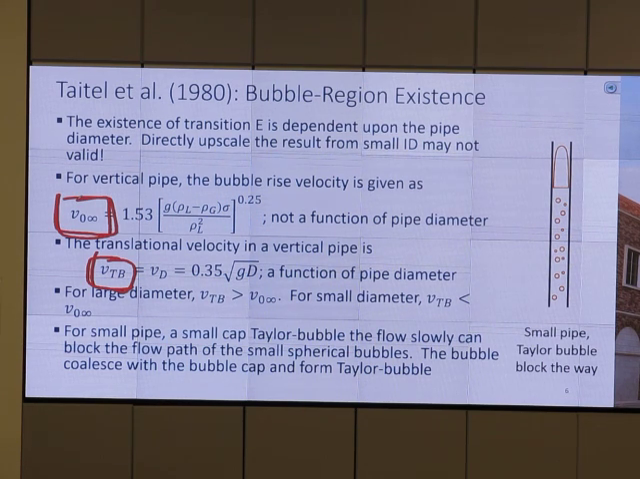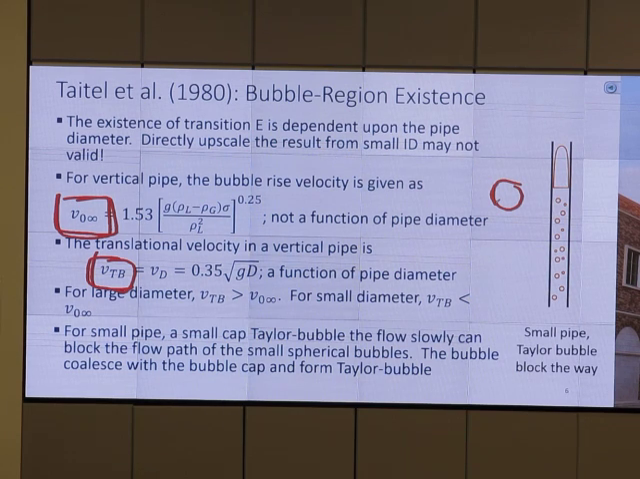Now let's take a look. What is VTB? VTB is the interface velocity for the Taylor bubble, right? Interface velocity for the Taylor bubble. So if we form one bubble, we put one bubble in here.